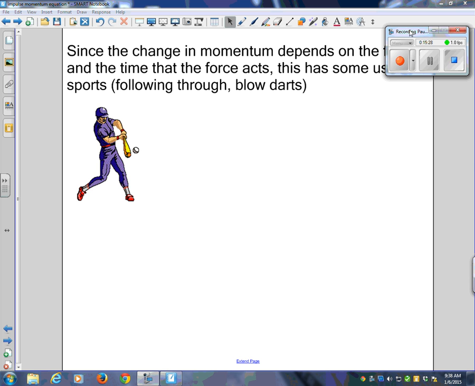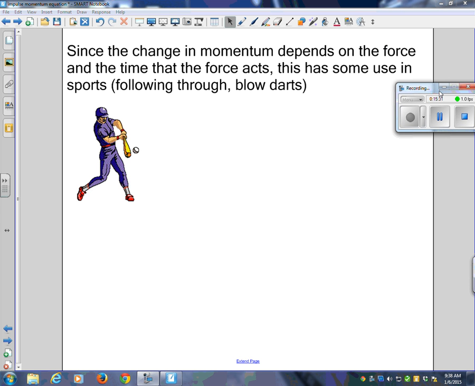Since the change in momentum depends on the force and the time that the force acts, this has some use in sports. Anytime you are following through, baseball, tennis, golf, blow darts, okay? Increasing the time increases the change in velocity. That's why they tell you to follow through. Even throwing the ball, yeah. Same thing, right? You're increasing.